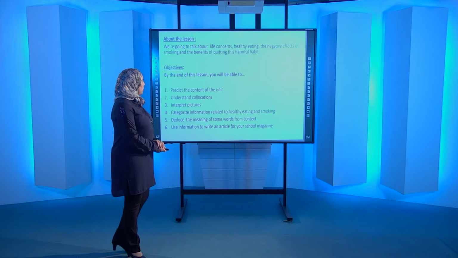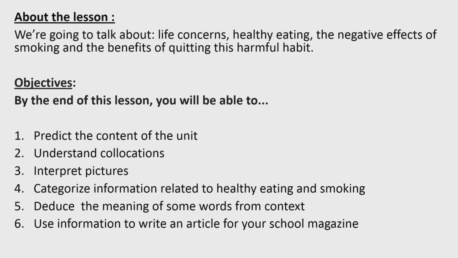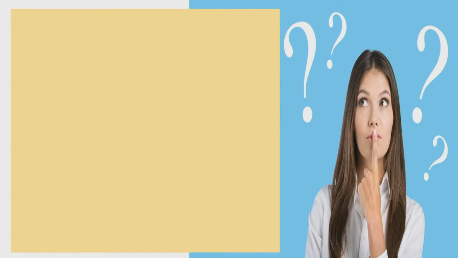In this lesson, we're going to talk about life concerns, healthy eating, the negative effects of smoking, and the benefits of quitting this harmful habit. By the end of this lesson, you will be able to predict the content of the unit, understand collocations, interpret pictures, categorize information related to healthy eating and smoking, deduce the meaning of some words from context, use information to write an article for your school magazine. So are you ready? Let's start.